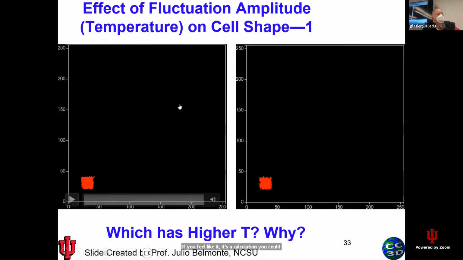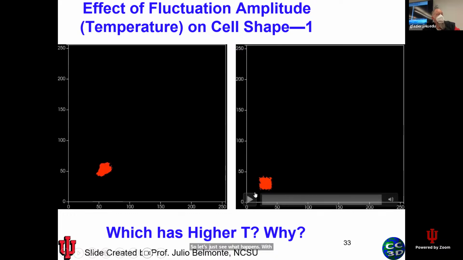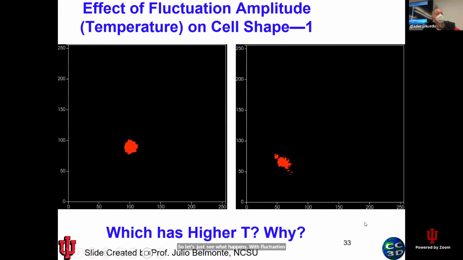So let's just see what happens with fluctuation amplitude. Let's see two simulations here, two simulated cells. Can somebody tell me which one has a higher fluctuation amplitude of these two movies? Kyle says the one on the right has a higher fluctuation amplitude. Yes, the boundaries are more broken up. You're seeing more random movement.